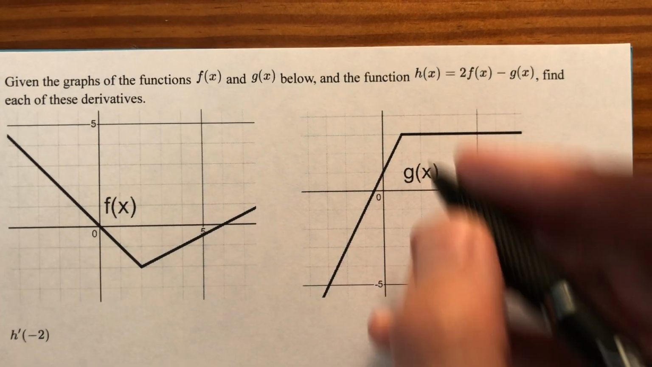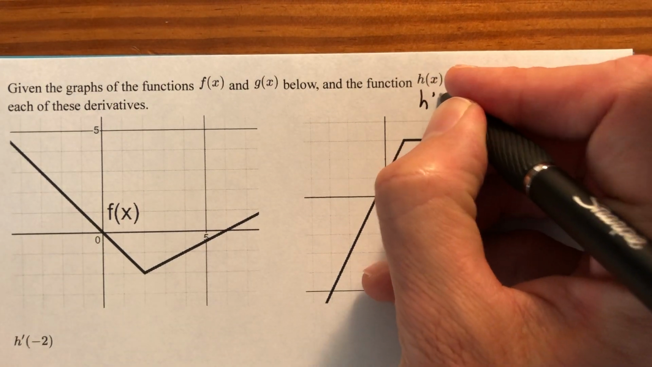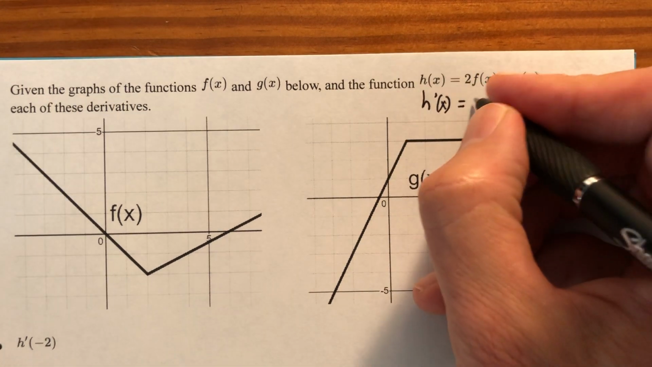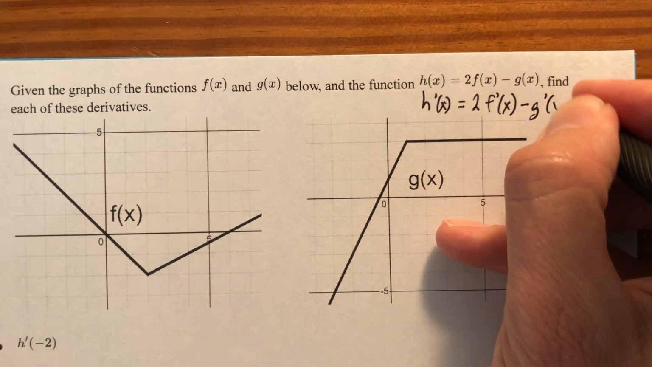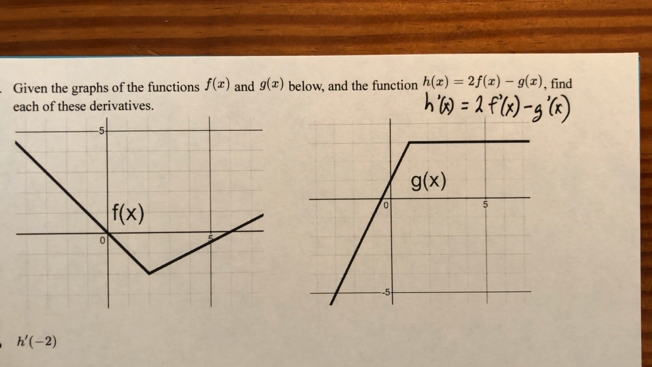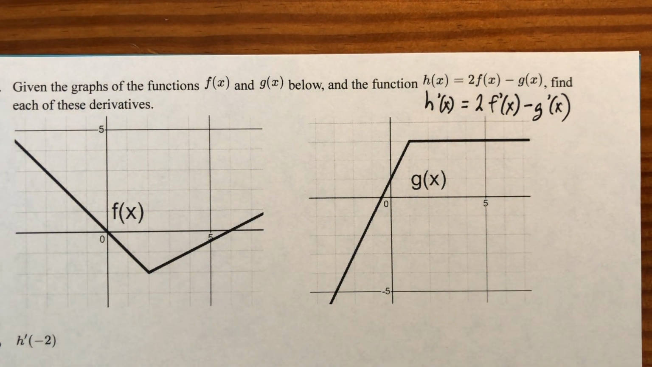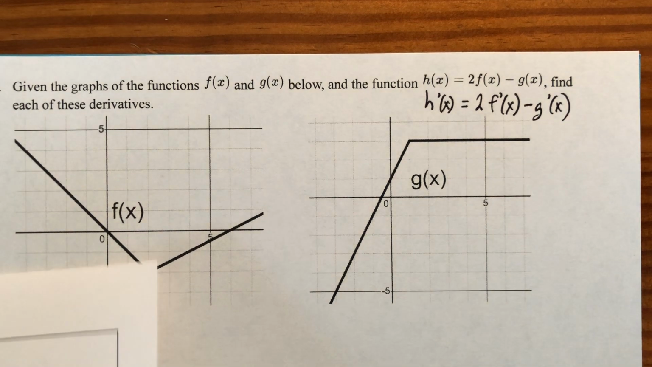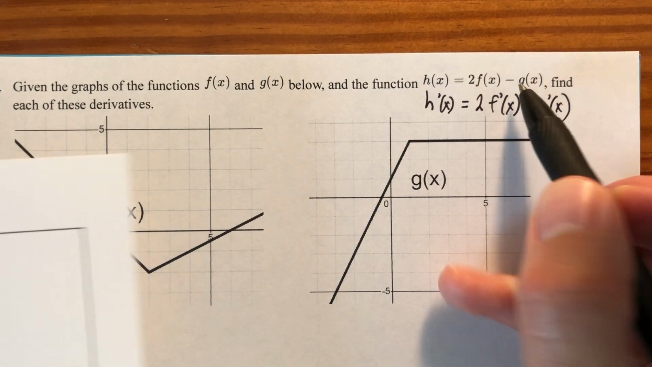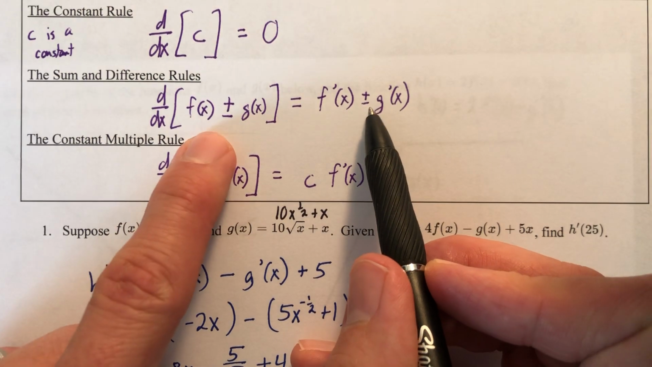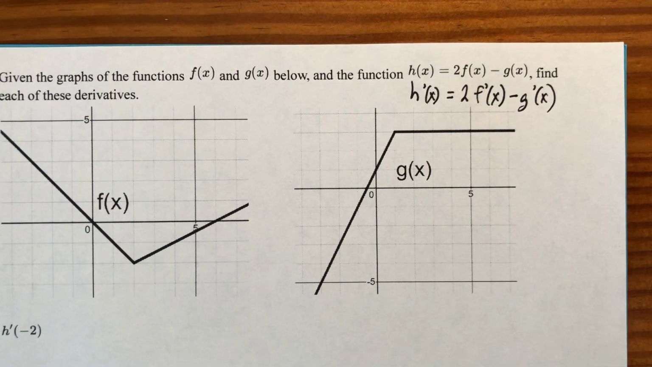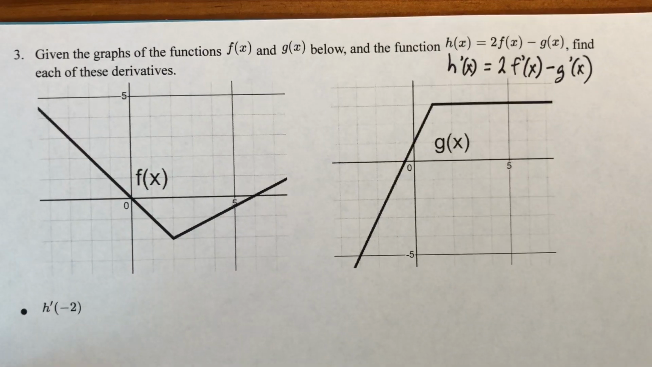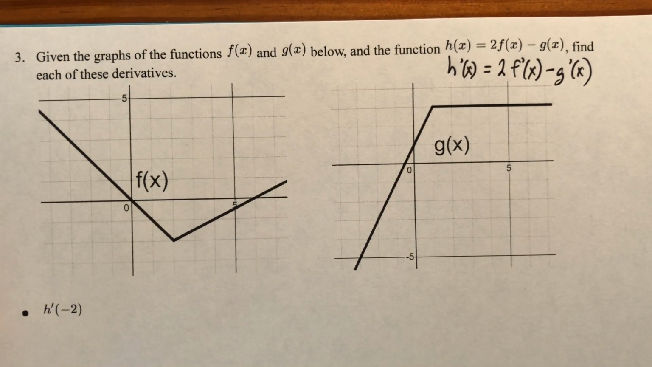So h prime, I'll write it in black up here, is going to be 2f prime minus g prime. I think that's pretty straightforward, fairly common sense, and this goes back to stuff that was on the front side of the paper, where basically I have a constant multiple. I'm subtracting functions, so I just subtract their derivatives. Common sense. You've done it. Now we're just formalizing it and putting in different representations. So we're going to find each of these derivatives.